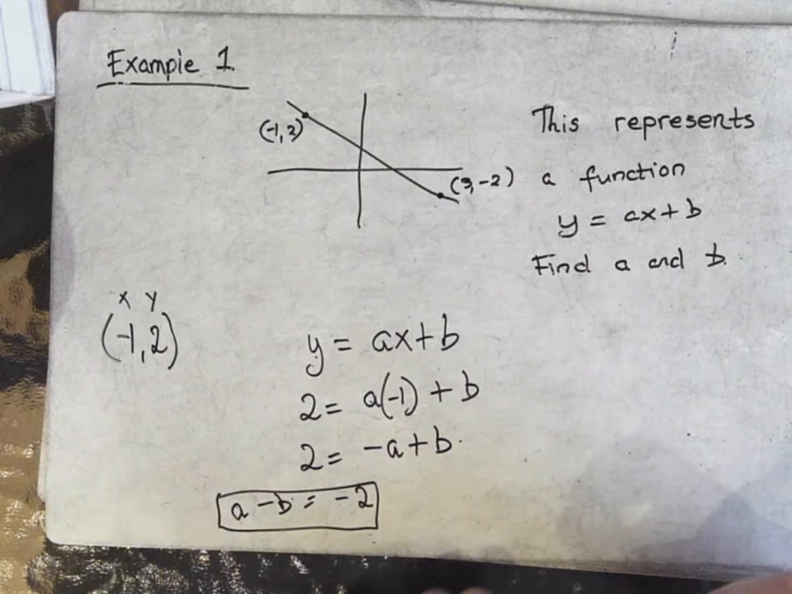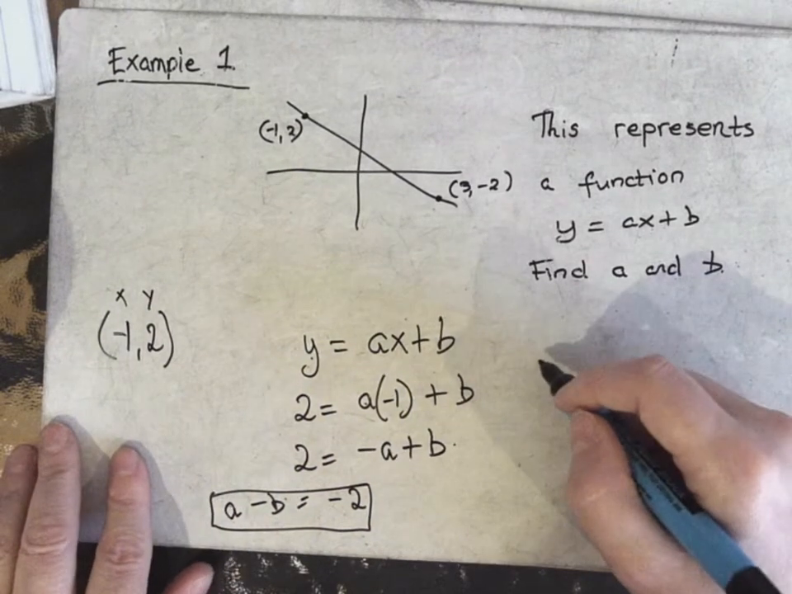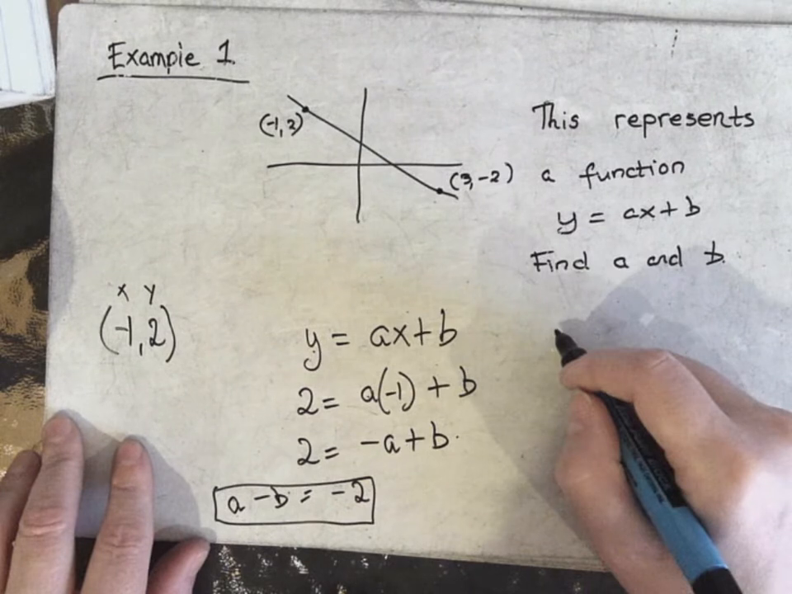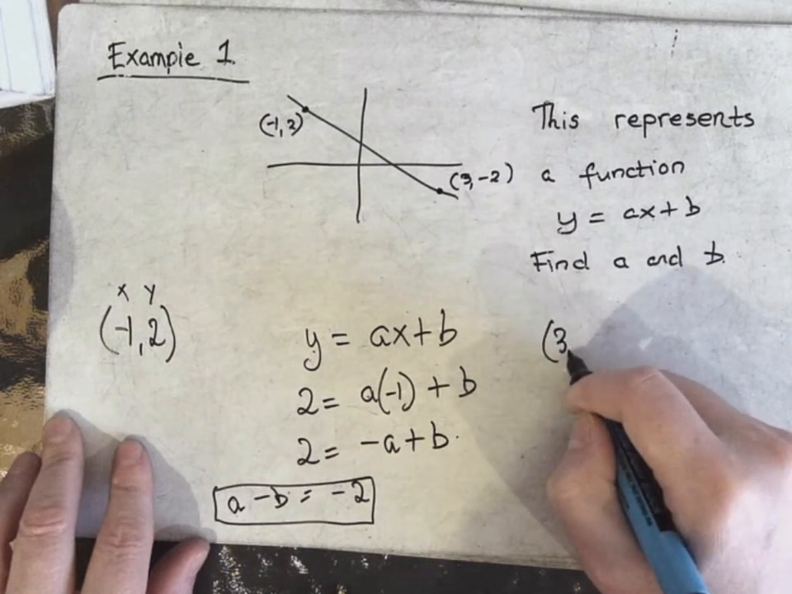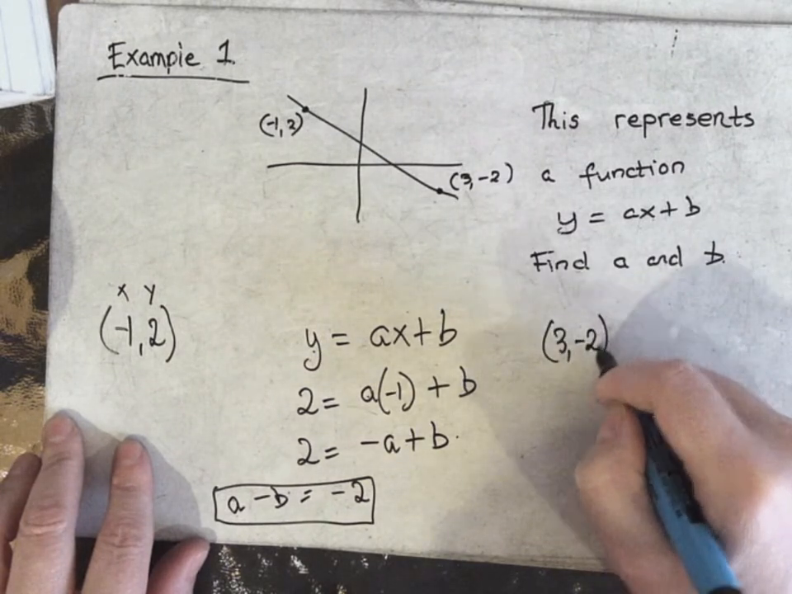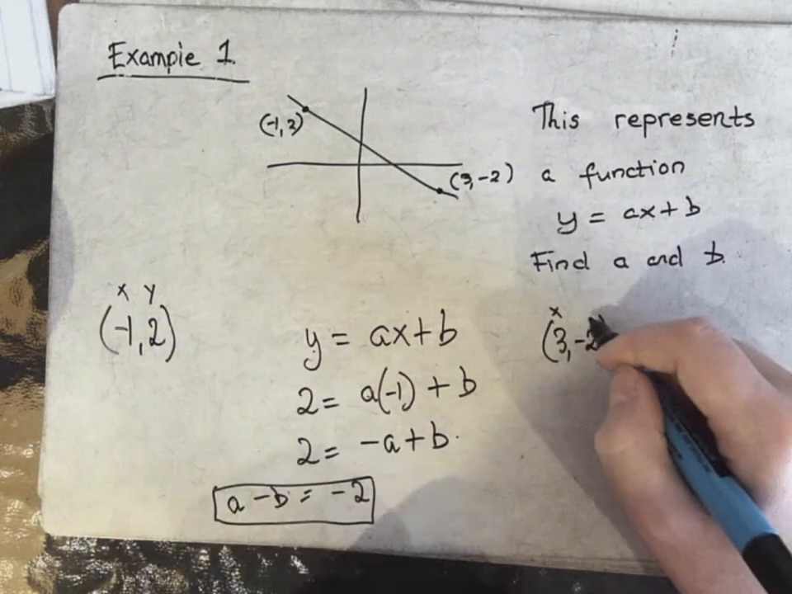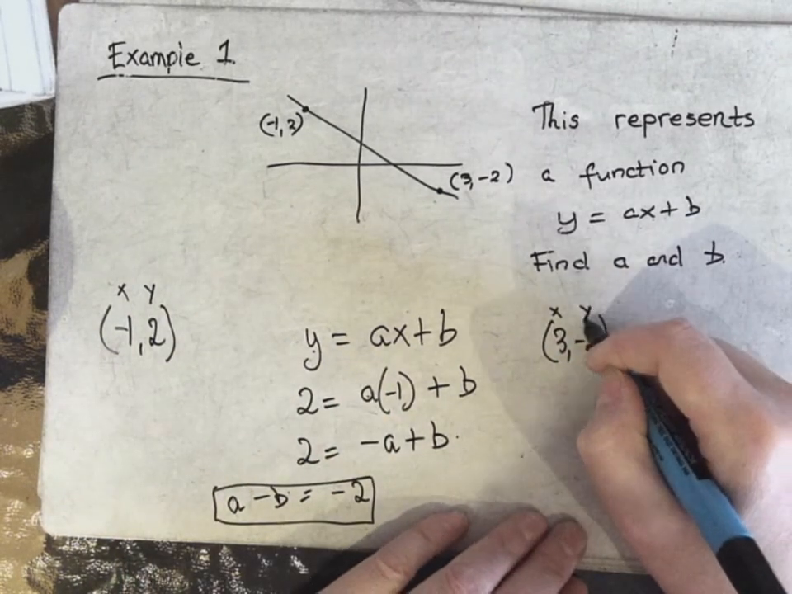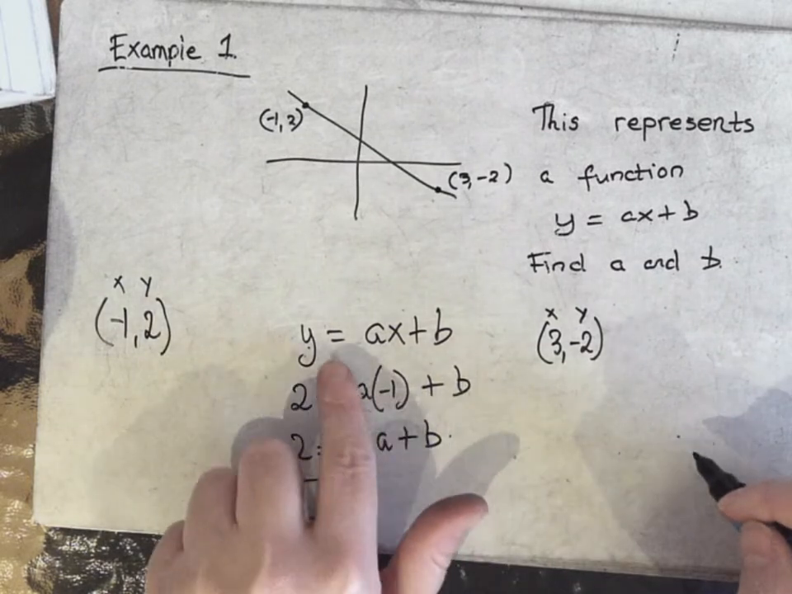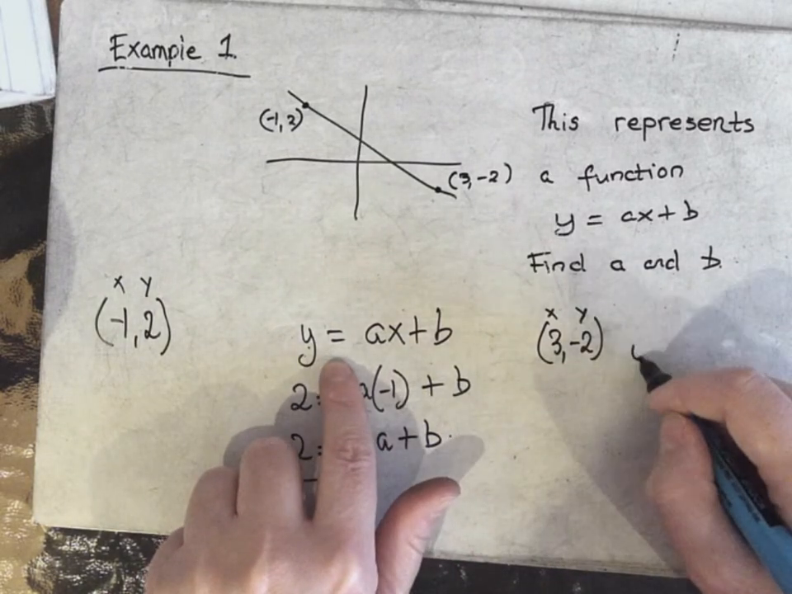Okay, so then you take the second point. So the second point was 3, minus 2, right? So I'm going to start again, back up to this again. Everywhere I see an x, I'm going to put in a 3. Everywhere I see y, I'm going to put in a minus 2. So I'm going back to that again.